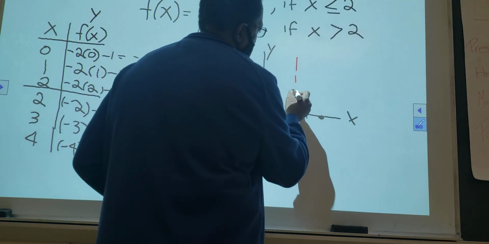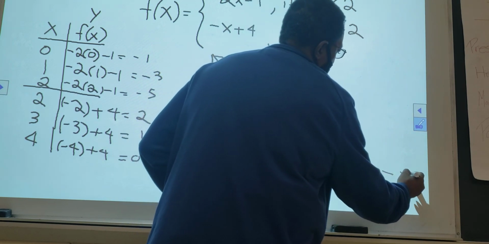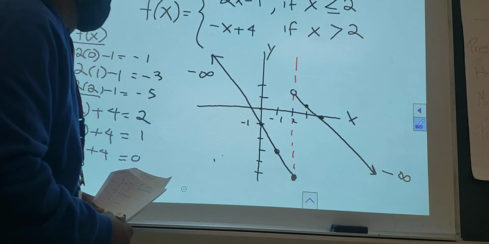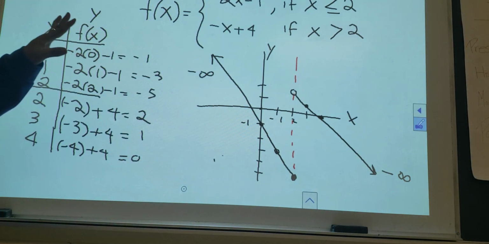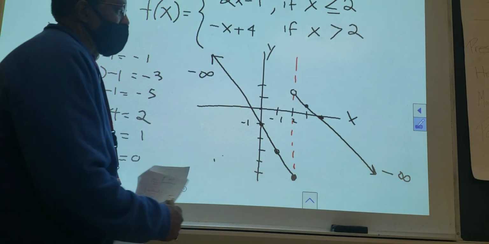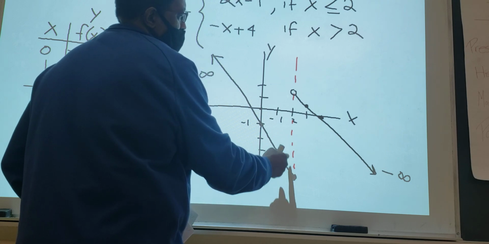Okay, so this function goes this way. So this goes to negative infinity, and this goes to positive infinity, okay? So this is a piece where I just basically grafted two functions into one graph. And realize this is the domain here, that this function doesn't go beyond this point.